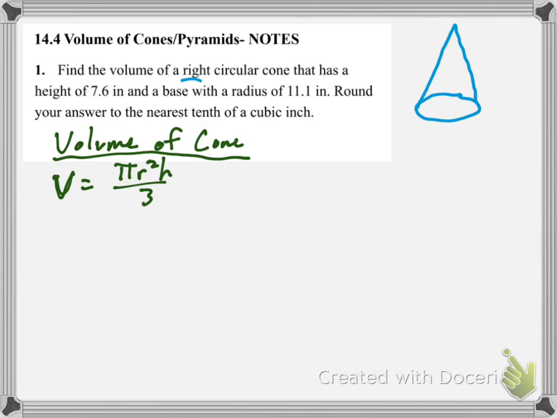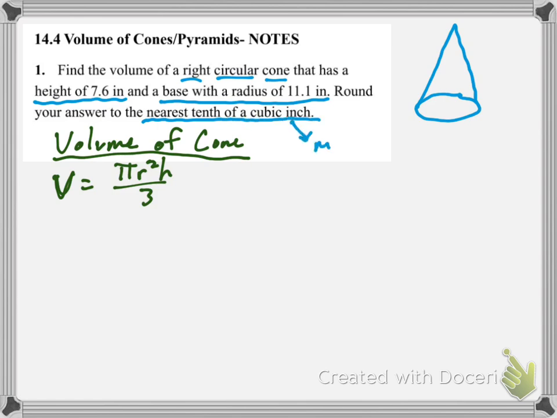When they say that, right circular cone, what that means is the cone is standing straight up and down. It's not leaning to one side or the other. You don't have to worry about the right part. I like the fact that it says a right circular cone, like there's any other cone. Cones have a base that's a circle. Of course it's a circular cone. Anyway, it has a height of 7.6 and a base with a radius of 11.1. Round your answer to the nearest tenth.